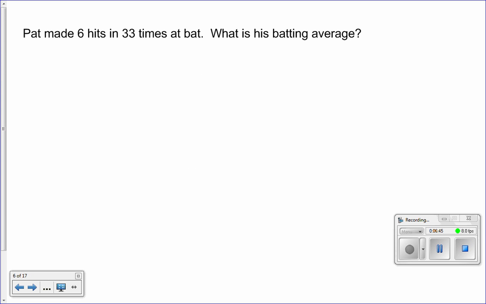If you need another example, I'm practicing for the batting average. You can hit the pause button and practice this example. If not, you may go ahead to the next one. I would like for you to answer this using division and your calculator.